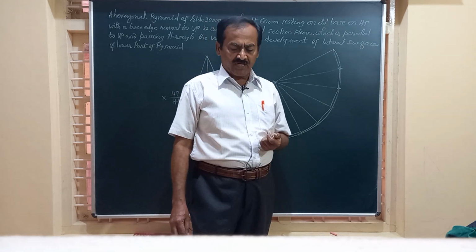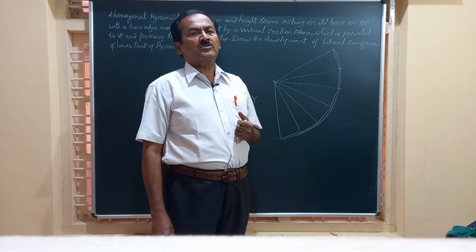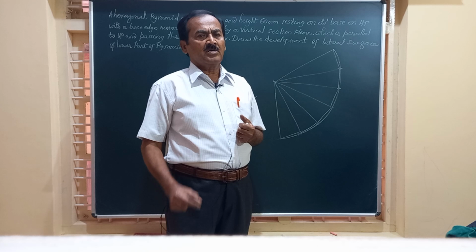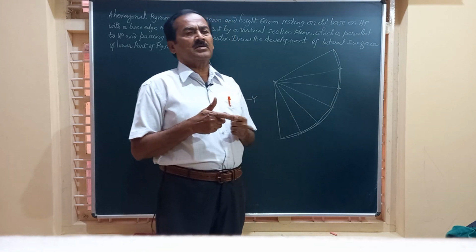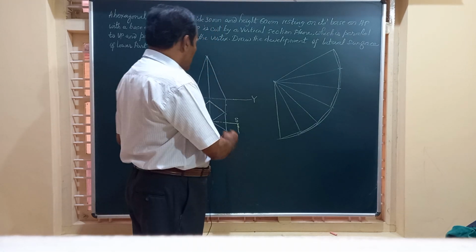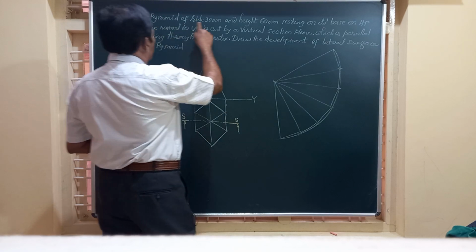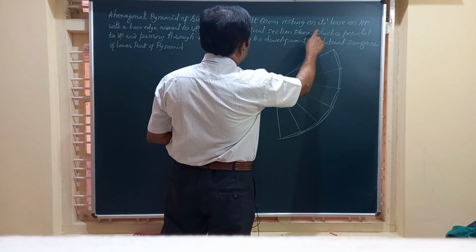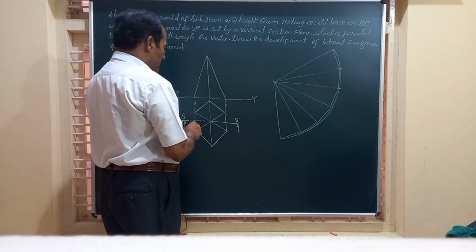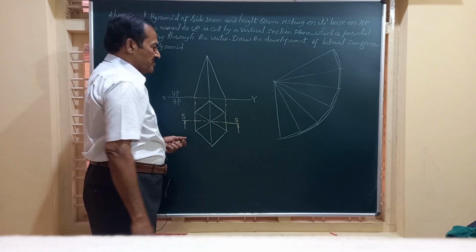I am Dr. M.H. Annaya, and in today's video we are going to draw the development of a hexagonal pyramid which is resting on HP on its base such that two of its base edges are normal to VP. Let's see the question. A hexagonal pyramid of side of base 30 and height 60 resting on its base on HP with a base edge normal to VP. So this edge is normal to VP and this is normal to VP.